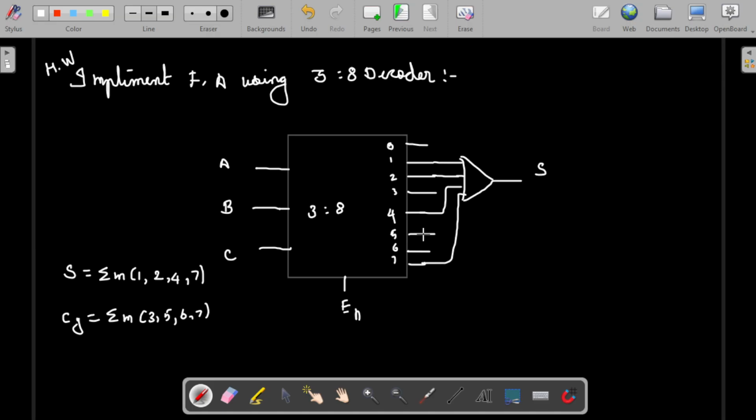For carry, let's add all the things. Let me take another color. So 3, 5, 6 and 7. Okay. Let's add all together, and if any of the ones is active, then carry will be there. So this is how this can be done with a decoder.